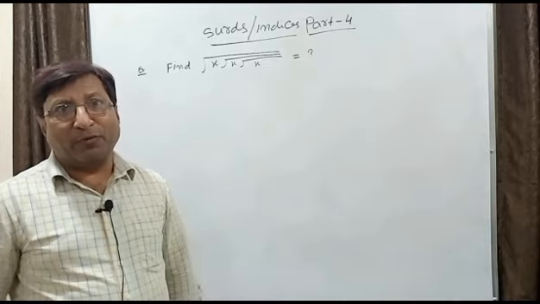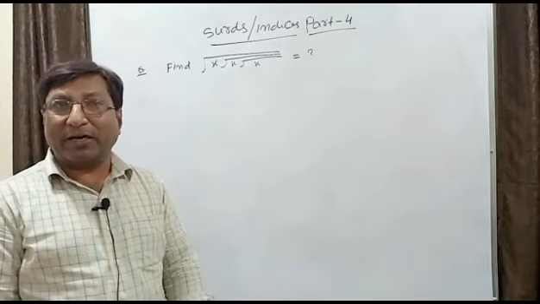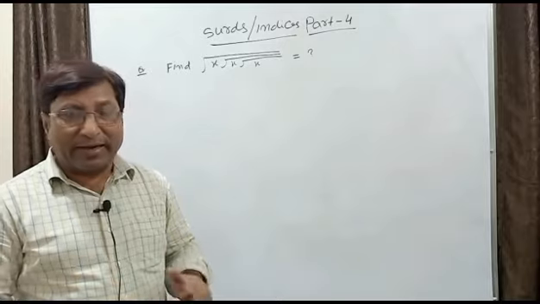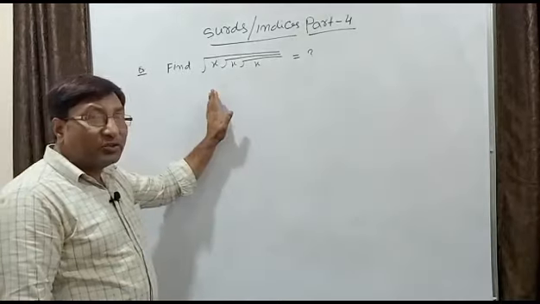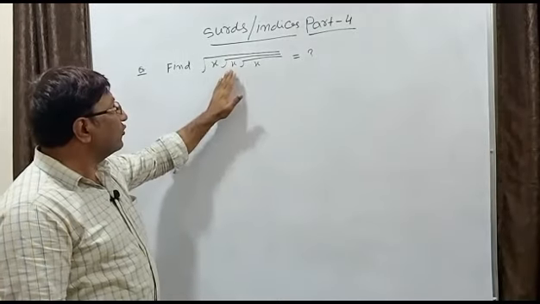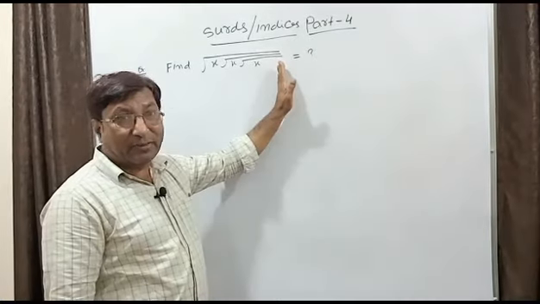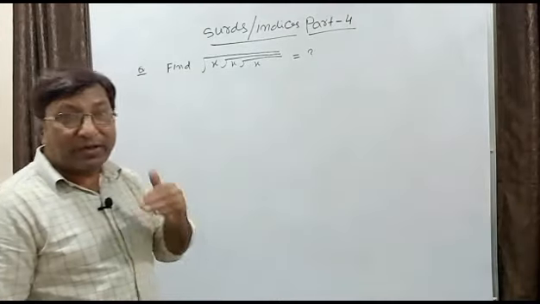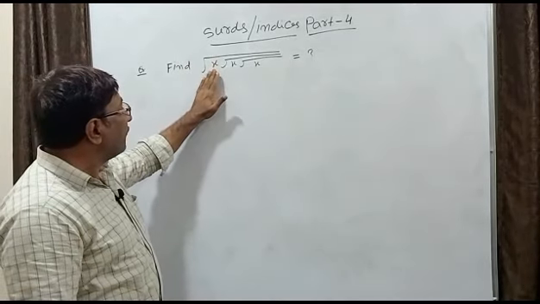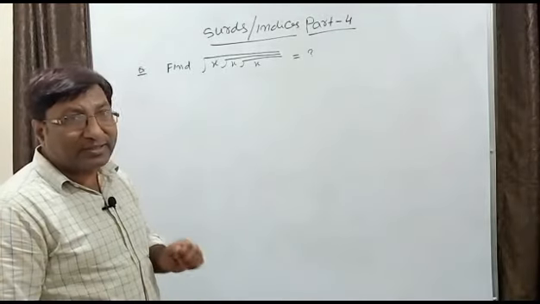Today I am going to explain a very important topic, that is surds and indices part 4. Part 1, part 2, part 3 we already completed. So let us see the question. Here the question is: find the square root of x, again root of x, again root of x. Here it is not given up to infinity. Sometimes this type of question is given up to infinity, but here it is not up to infinity, only square root of x, then again root of x, then again root of x. So for this type of question, what is the simple technique?